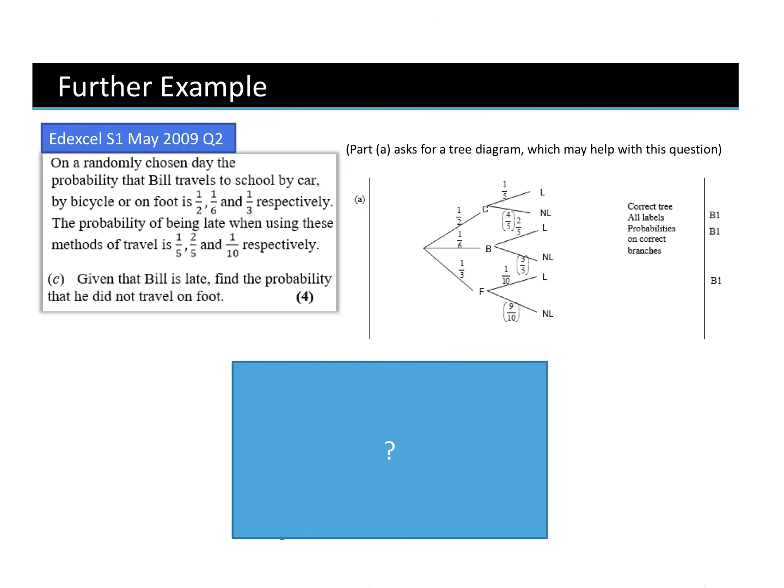So here's another example. On a randomly chosen day, the probability that Bill travels to school by car, by bicycle or on foot is a half, 1 over 6 and a third respectively. So we know we have to draw our probability tree like this. And then it goes on to say the probability of him being late is 1 over 5, 2/5. So you can see if he gets the car, then the probability of him being late is a fifth. So we have to draw each one corresponding. It says, given that Bill is late. So given that he is late, find the probability that he did not travel on foot.